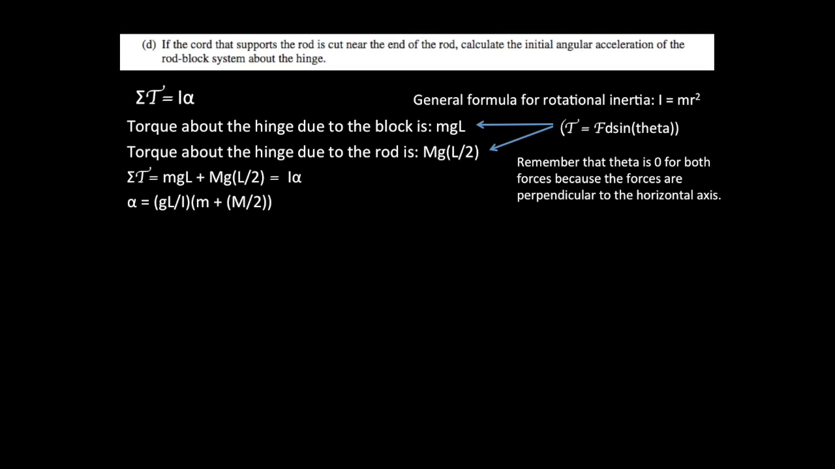Solve for alpha. If you substitute the appropriate numbers, you'll find an angular acceleration of 21 radians per second squared. So we know that g is 9.8 meters per second squared, L and the masses were given in the question, and I we found in part C. And that's it.